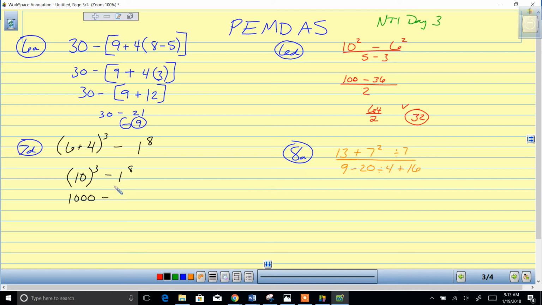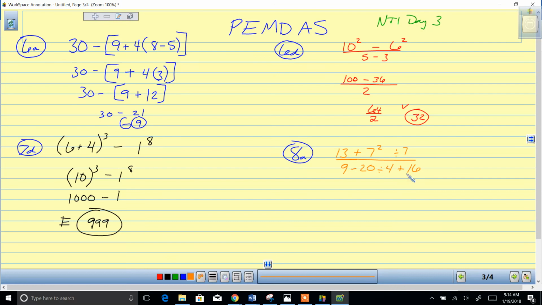And another common mistake here is 1 to the 8th power is not 8. It's 1 times 1 times 1 times 1 times 1 times 1 times 1 times 1. It doesn't matter how many times you multiply 1 by itself, it's always just going to be 1. So this one is actually turning out to be 999, which I think has an E letter beside it. So 999.